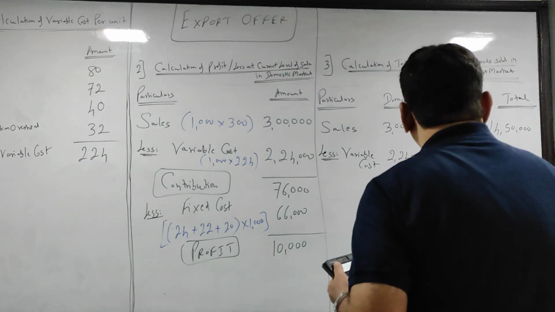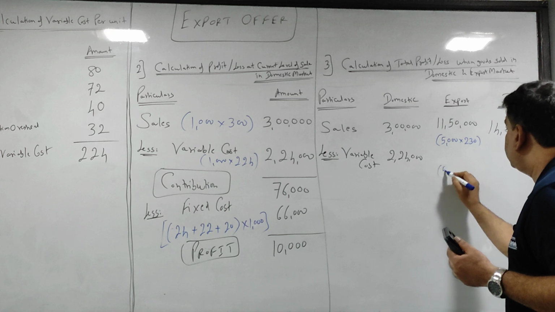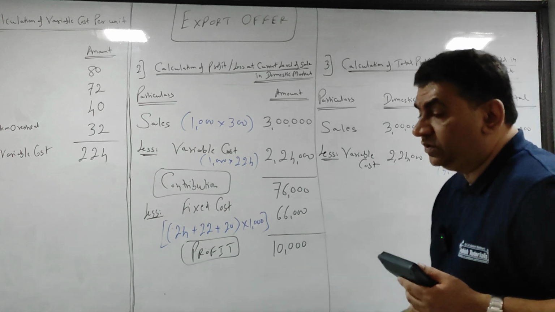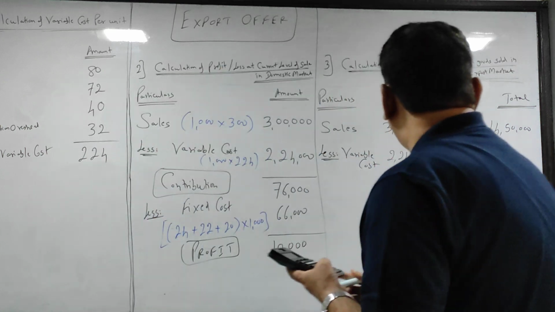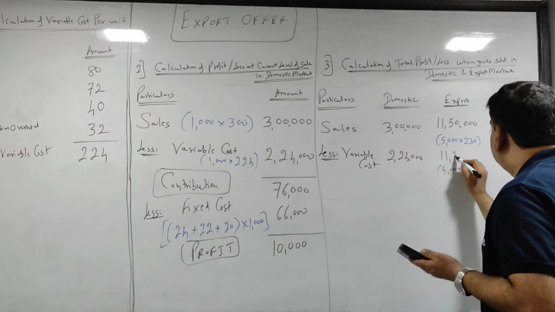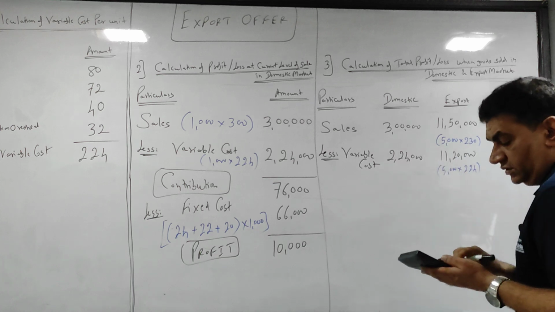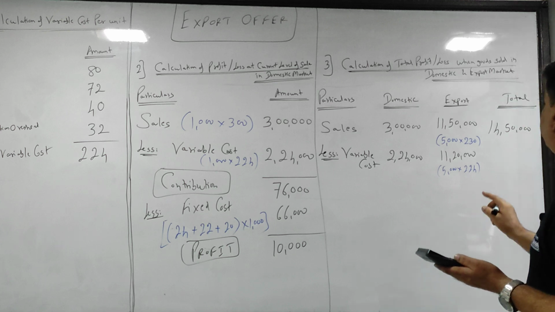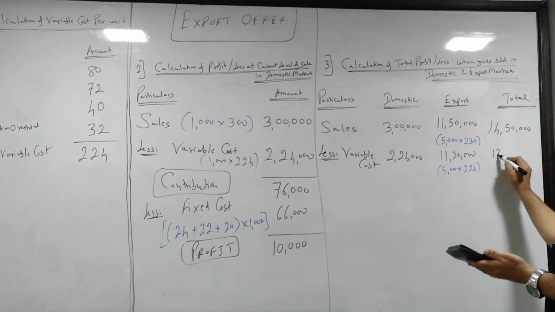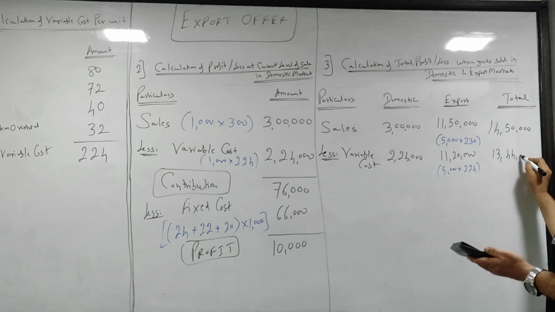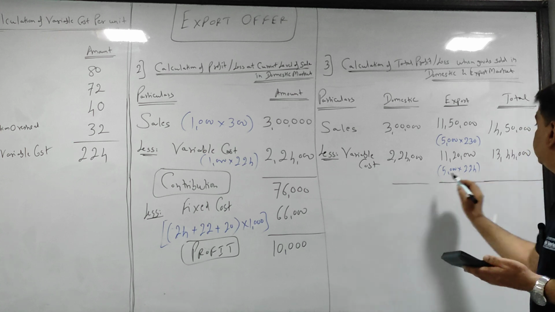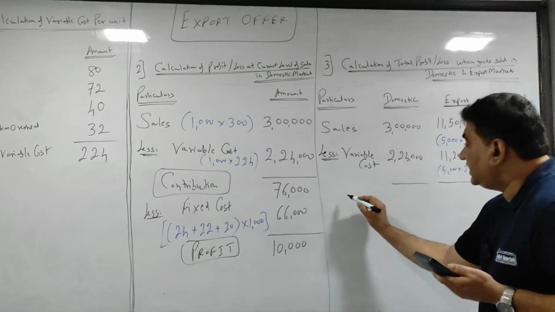Okay, so what you will do, here the variable cost will be 5000 into 224. So 5000 into 224, 1120 plus 224. So my variable cost is total 1344. Let's take the difference.